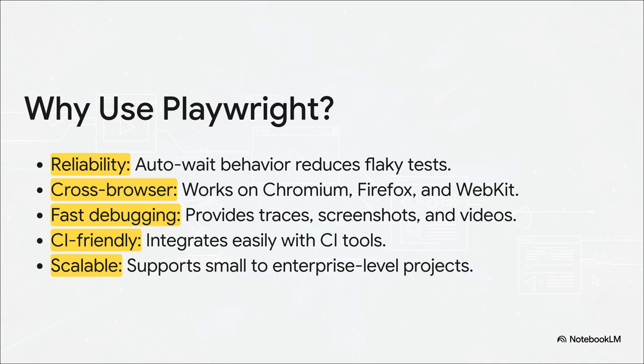If something does go wrong, the debugging is incredibly fast. Playwright gives you screenshots, videos, and these detailed traces so you can see precisely what happened, step by step. It's also built to be CI-friendly, so it just plugs right into your automated workflows like GitHub Actions without a fight. And finally, it's scalable. It's just as good for a tiny personal project as it is for a giant enterprise-level application.